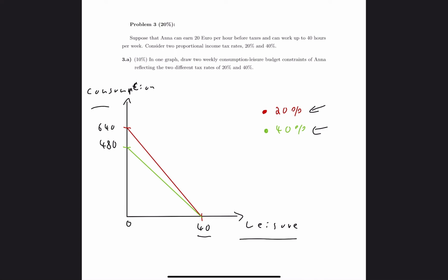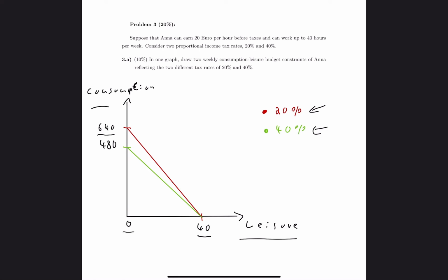On the other hand, if she is enjoying leisure of zero, so she's fully working 40 hours per week, what she can earn at most, if there is a 20% tax rate, is simply 20 times 40 times 0.8, which is 640. So 20 times 40 is the maximum income that she can get. For the full 40 hours that she's working, she's receiving 20 euro per hour. Therefore, her income is 800. Multiplying this with 0.8, which gives your net income, gives you 640 units of consumption.